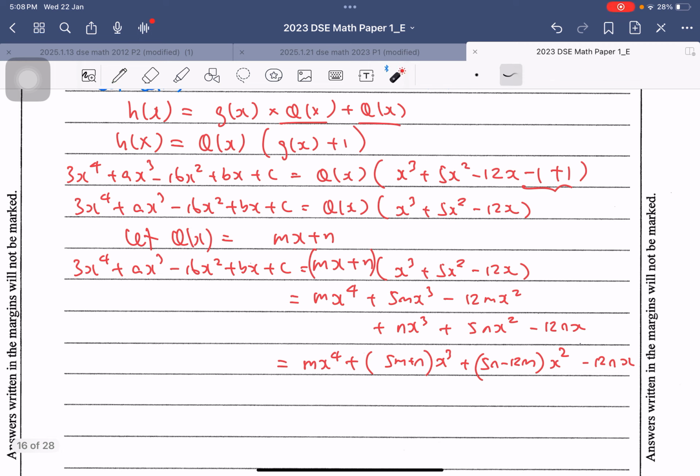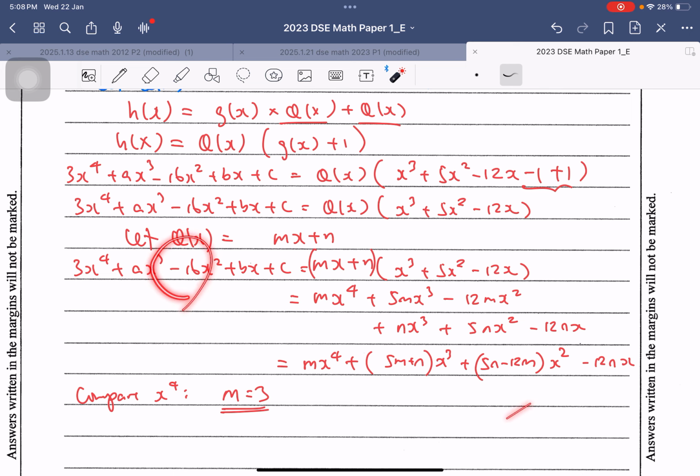Now we can compare the coefficients. Comparing the coefficient of x to the power 4, we have m is equal to 3. Because a is the unknown, we don't need to find out a. Then to compare the second coefficient, which is the negative 16, the coefficient of x squared.